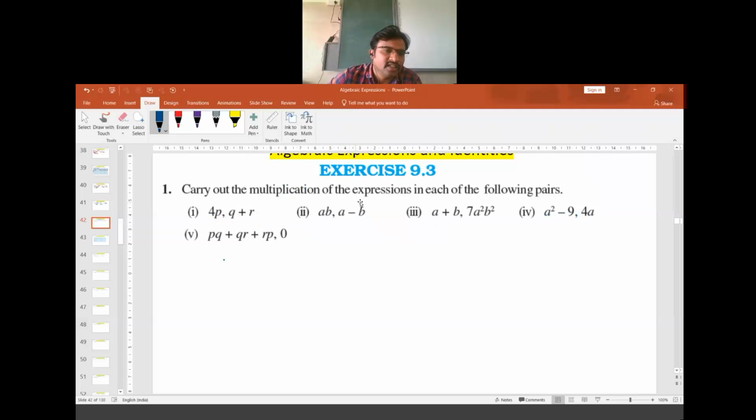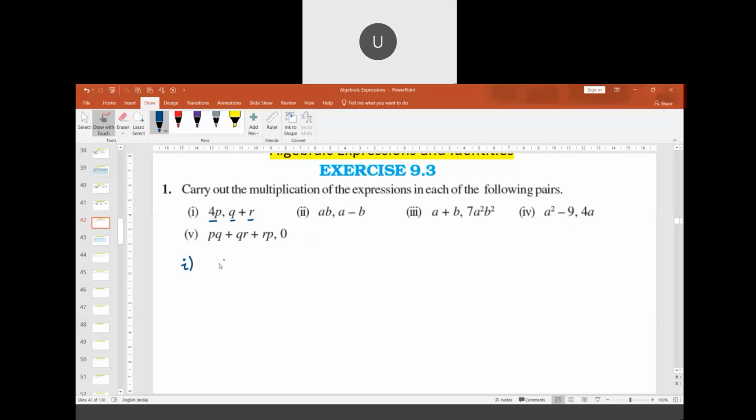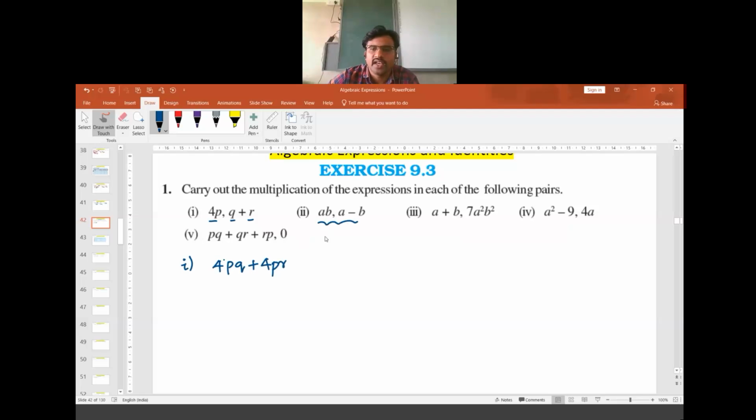Now look at the multiplication of a binomial with a monomial. Here 4p should be multiplied to both these terms, and the answer for the first one will be 4p cube plus 4pr. Very good. For the second one, it is minus a square b minus ab square. Yes, sir.